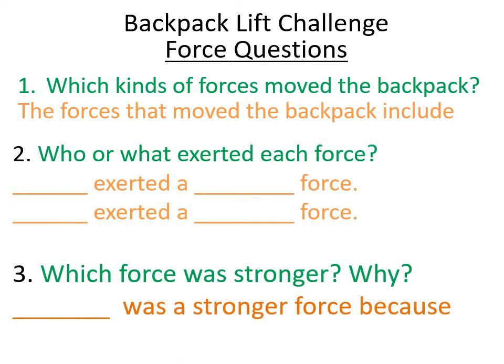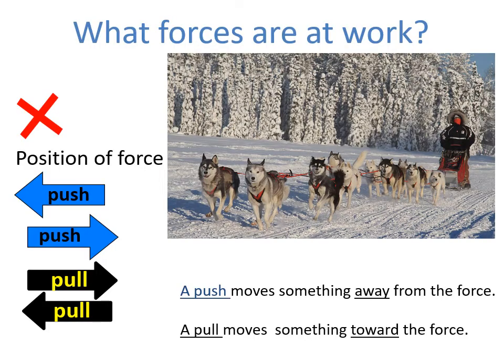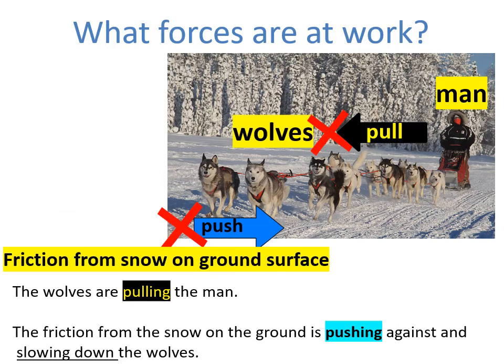So here are the questions again and ways you can answer when you study. What forces are at work in this picture? What do you see? Do you see more than one force at work? There are at least two forces at work in this picture. First, we have the wolves pulling the man, and then we have friction from the snow on the ground surface slowing the wolves down. That's a push force.